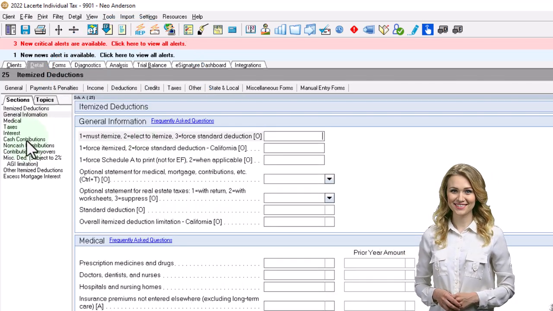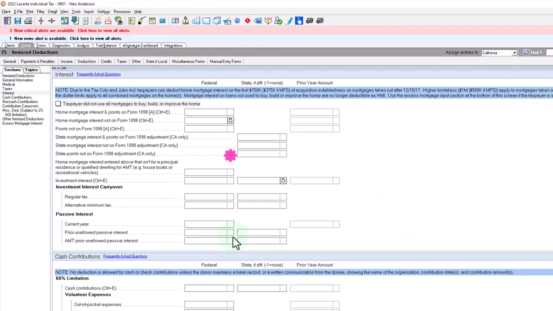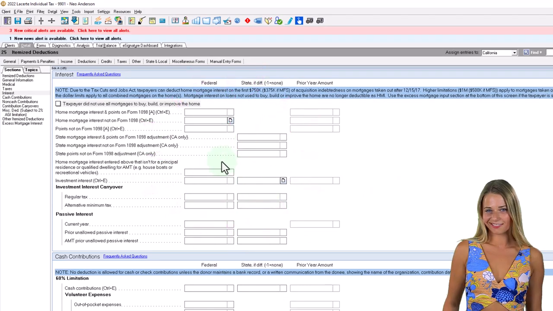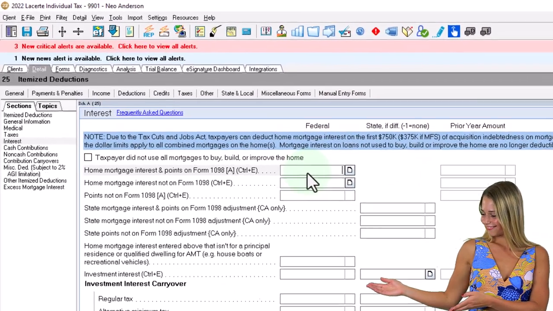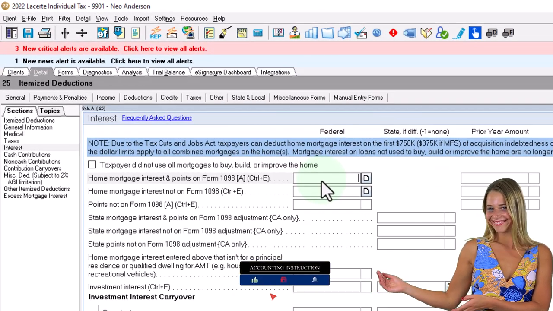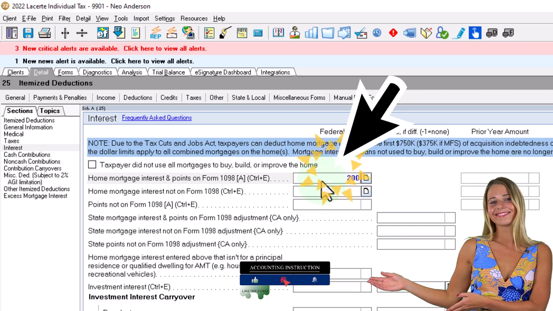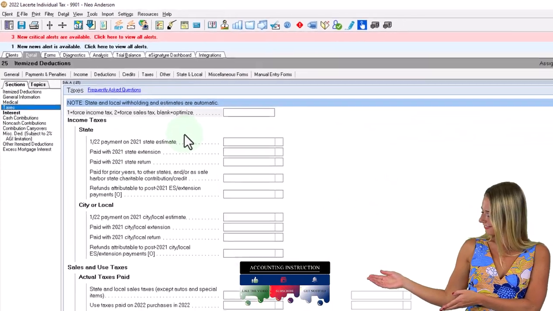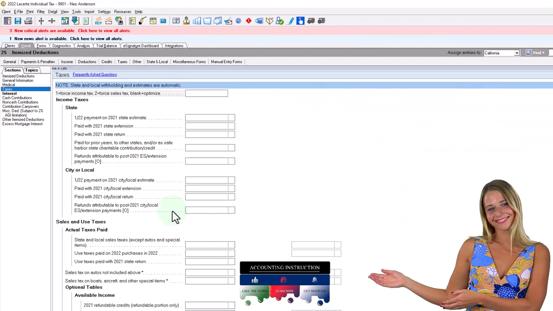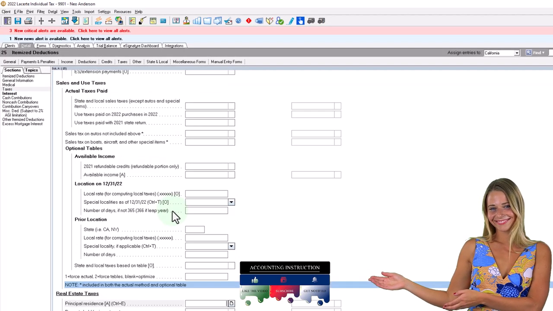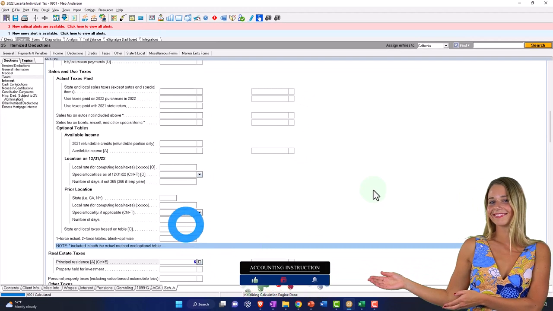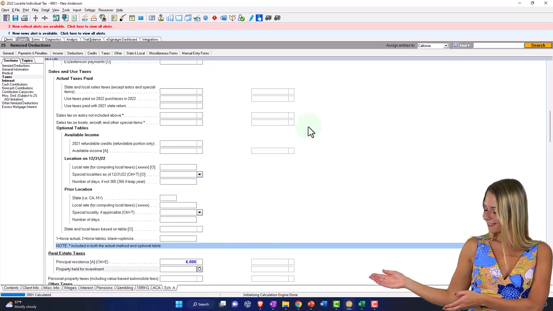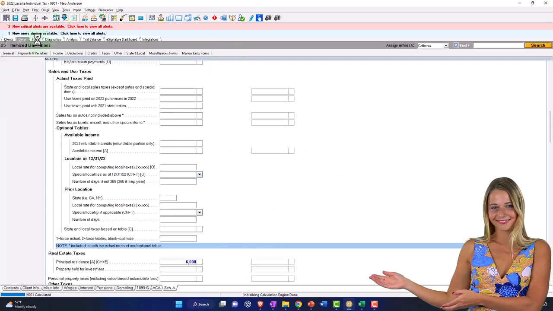If they own a home, then they might have interest on the home mortgage interest. So let's add the home mortgage interest, and we'll talk more about these later, but let's just say it was significant, like $20,000 in home mortgage interest. And let's say their real estate taxes were, let's say $6,000.